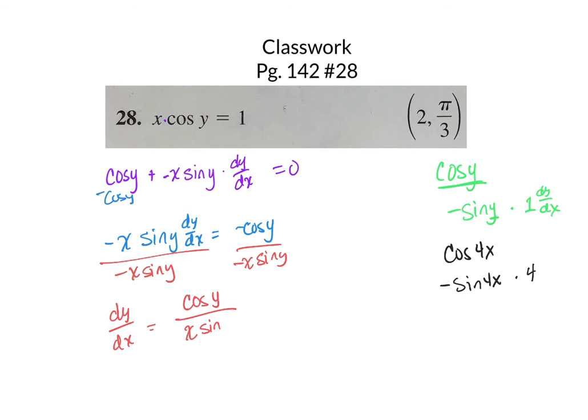At this point, I can plug in my 2 and pi over 3, pi over 3 being my y. The cosine of pi over 3 over 2 sine of pi over 3. Pi over 3 is a 60-degree angle, right? So cosine is 1/2 and sine is square root of 3 over 2. So it should be 1/2 over 2 times square root of 3 over 2. Those cancel, so it's 1 over 2 square root of 3. That's ugly, so we're going to say square root of 3 over 6.